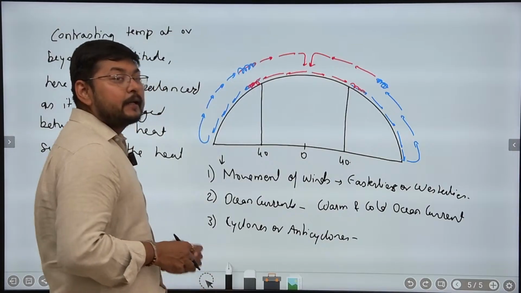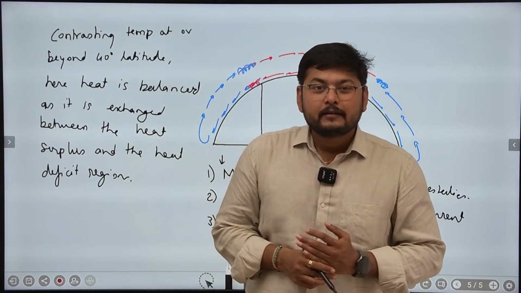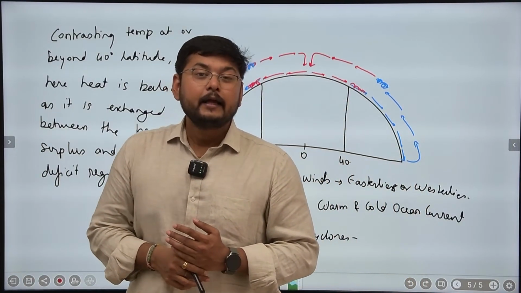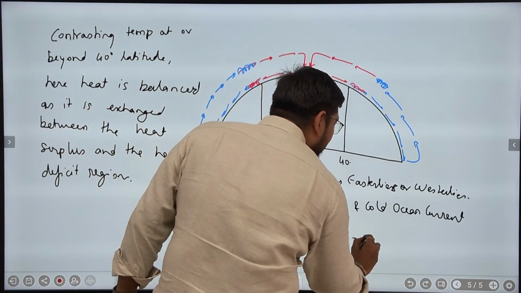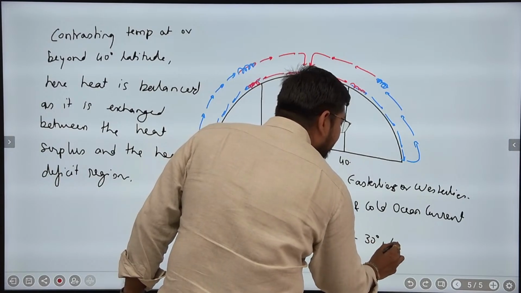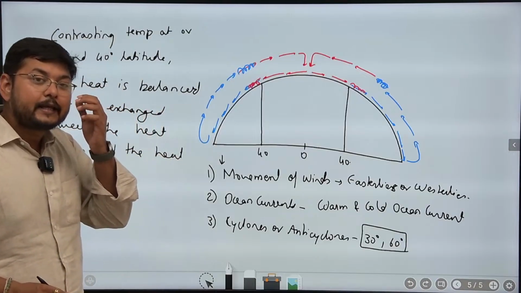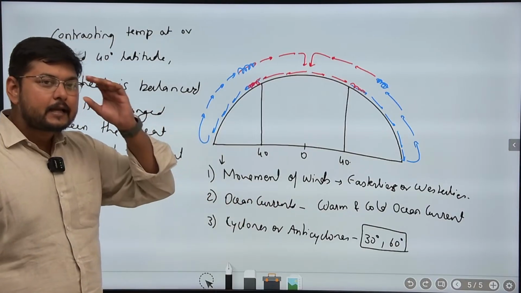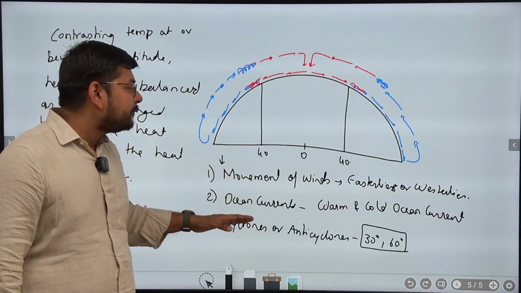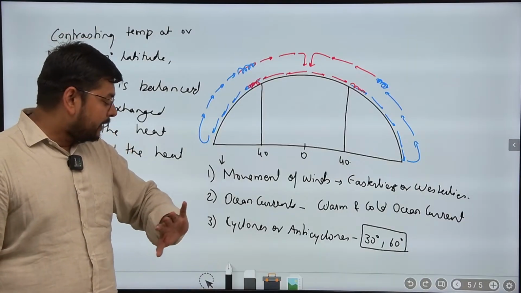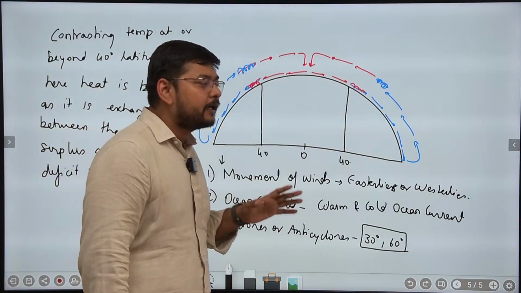Cyclones or anticyclones also help in the intermixing of the surplus heat and the deficit heat in particular regions of the world, nearer to the equator also, like 30 degrees of latitude and 60 degrees of latitude. These are the regions where intermixing of heat takes place because of cyclonic or anticyclonic movement. We will understand all these phenomena in detail in future lectures. For now, we just need to understand how this phenomenon results in the heat budget of Earth.